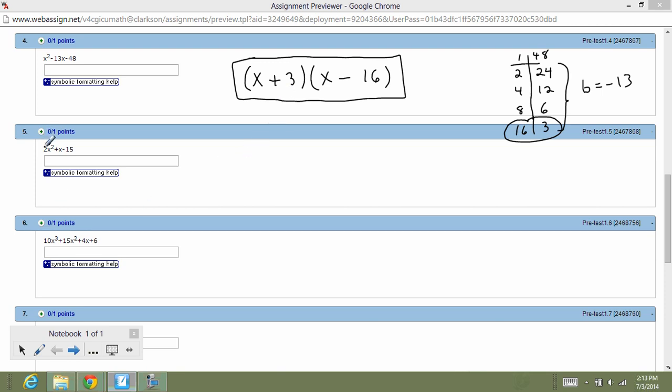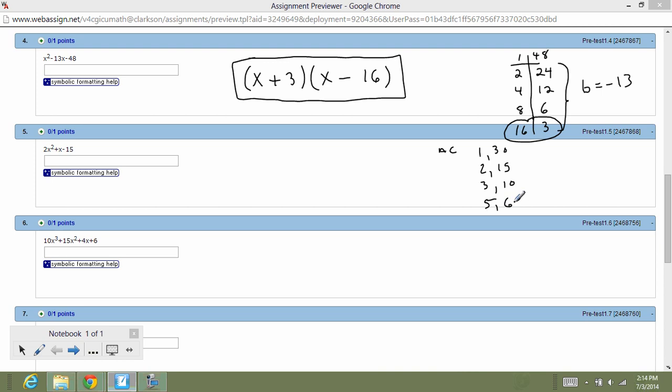Question number five, maybe an example of using the AC method with a 2 as the A value and a 15 as the B value. The AC product is then 30. And if we look at all the factors of 30, we have 1 and 30, we have 2 and 15, we have 3 and 10, we have 5 and 6.